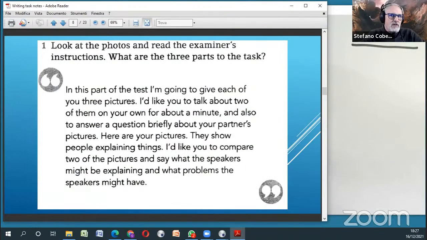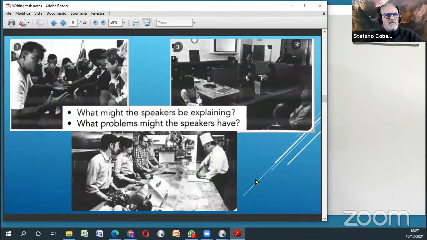So okay, we're going to have a look at an example now. So this is typically what the examiner would say. In this part of the test, I'm going to give each of you 3 pictures. I'd like you to talk about 2 of them on your own for about a minute. That's a minute and a half. And also to answer a question briefly about your partner's pictures. Here are your pictures. They show people explaining things. I'd like you to compare 2 of the pictures and say what the speakers might be explaining and what problems the speakers might have. Okay, so these are the photos.